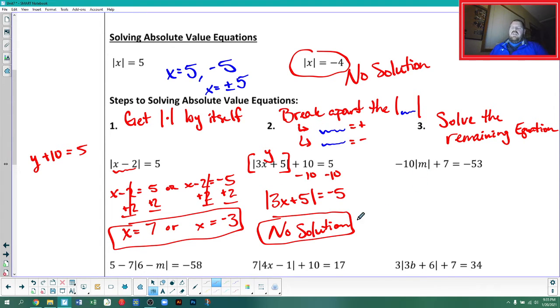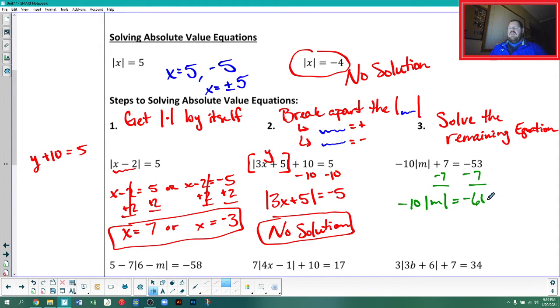This next one, I want to get the absolute value by itself. Let me switch some colors up here. It's being multiplied by negative 10, and it's being added to 7. So we're going to subtract 7 from both sides first. When I do that, I'm only doing it to this single equation because I have to get this absolute value thing by itself. I get negative 10 times the absolute value of m equals negative 60.